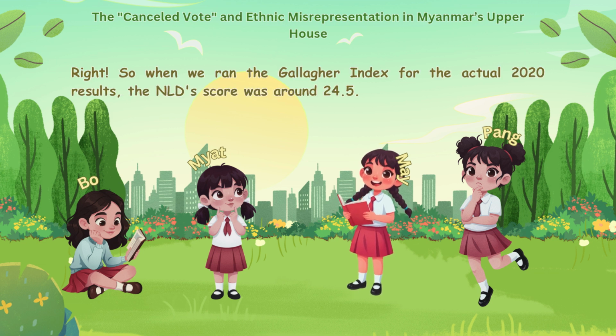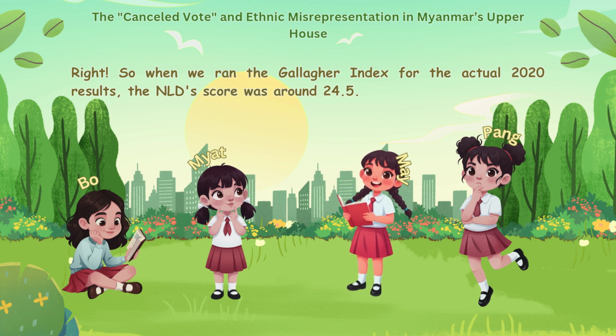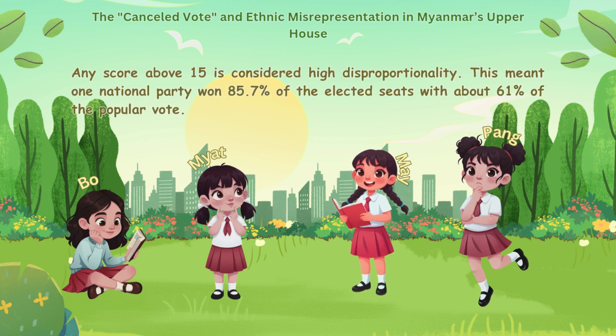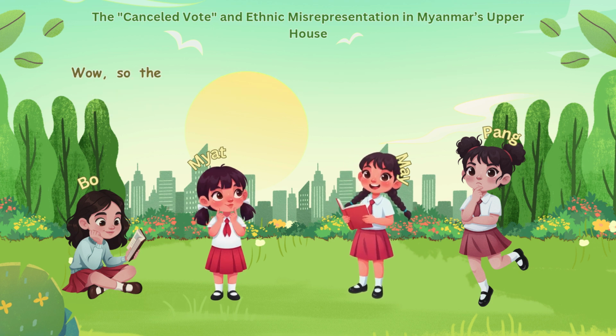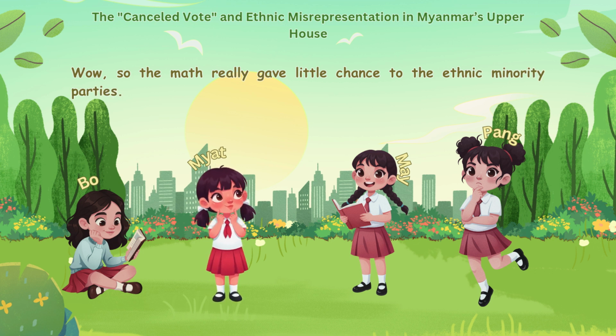So when we ran the Gallagher index for the actual 2020 results, the NLD score was around 24.5. Any score above 15 is considered high disproportionality. This meant one national party won 85.7% of the elected seats with about 61% of the popular vote. Whoa, so the map really gave little chance to ethnic minority parties?